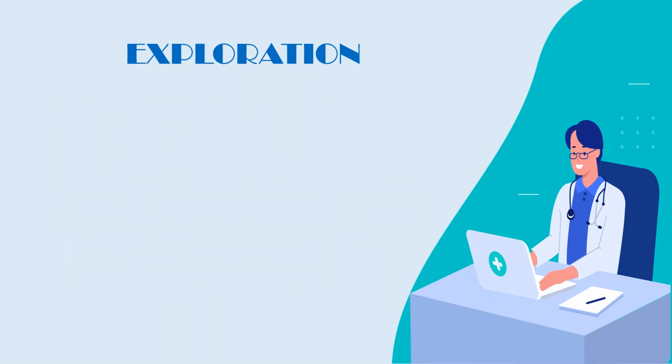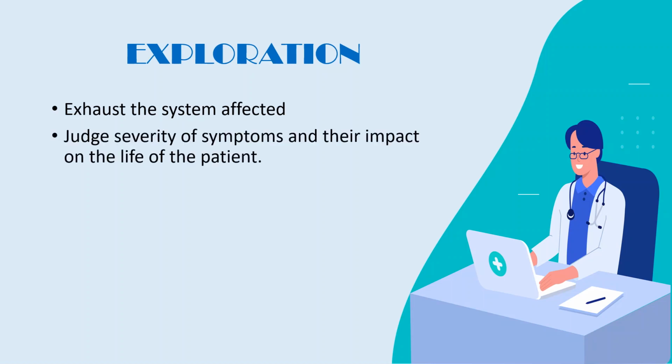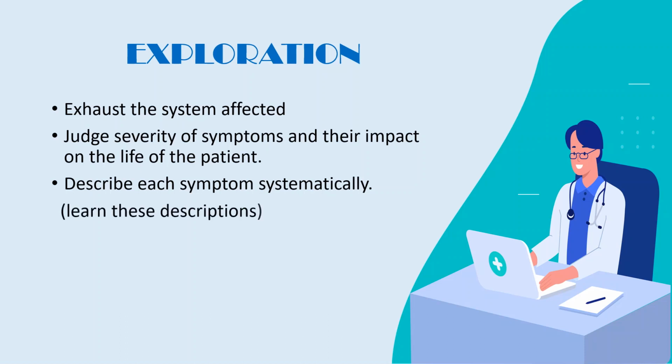How do you explore your HPC? Like I said before, make sure that you exhaust the system affected. In other words, check for the presence or absence of any symptom and document both the important negatives and the important positives in that system. As you explore, you need to judge the severity of the symptoms and their impact on the life of the patient. You also need to describe each symptom systematically. There are ways in which every symptom is described, be it fever, vomiting, diarrhea, and so forth. For example, if we take vomiting, we need to mention the volume of the vomit, the color, the smell, whether it's blood stained or not, the content, among others.